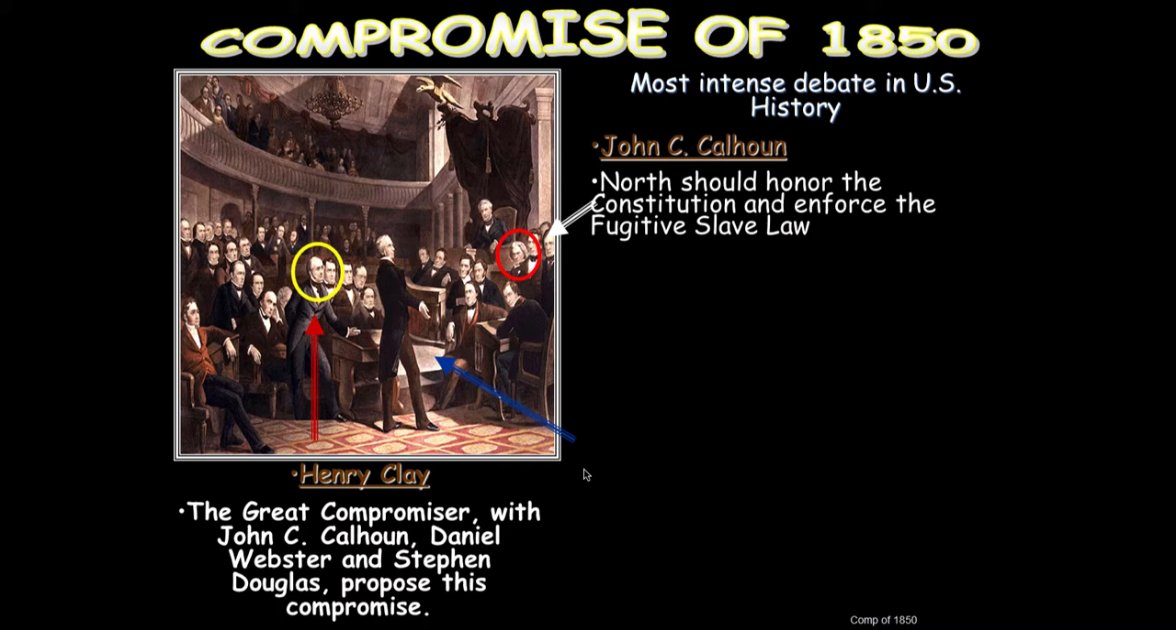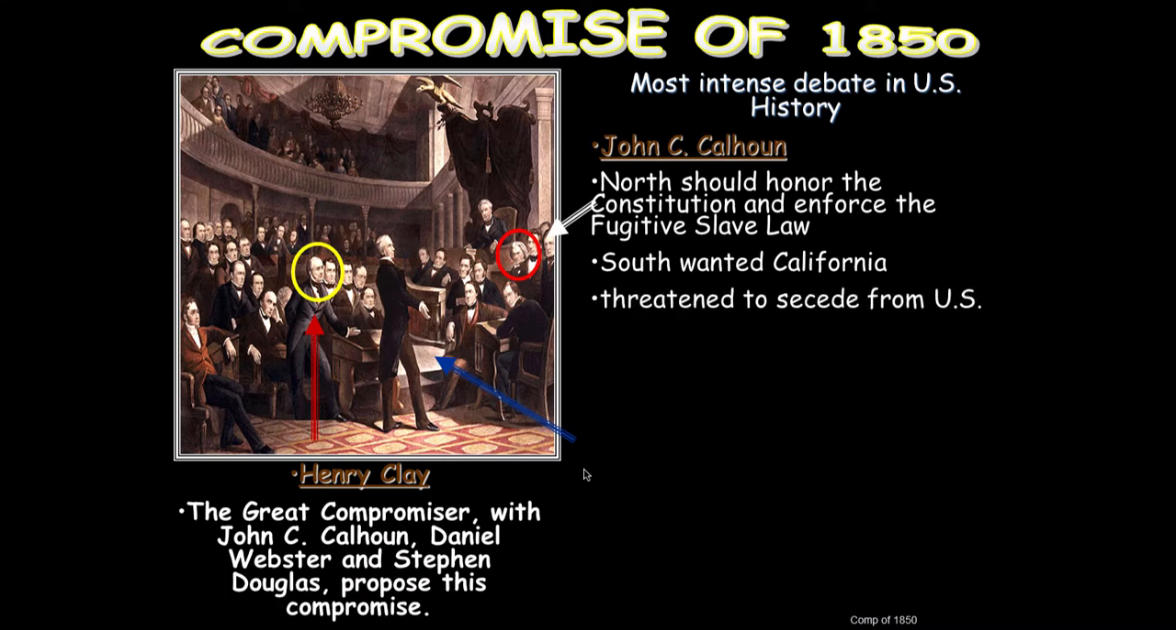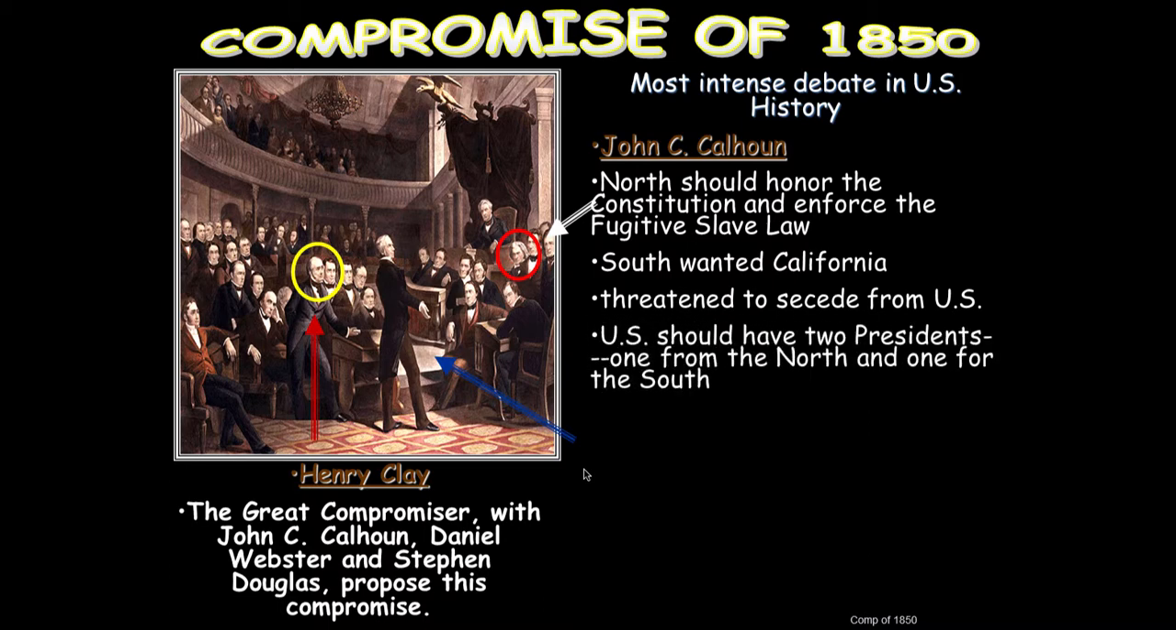John C. Calhoun believed the North should honor the Constitution and enforce the fugitive slave law. The South wanted California. If you look at the Missouri Compromise line, they should be getting most of California. They threatened to secede from the United States if they didn't get their way. Calhoun also believed the United States should have two presidents, one from the North and one from the South. Yeah, I don't know how well that would have worked.